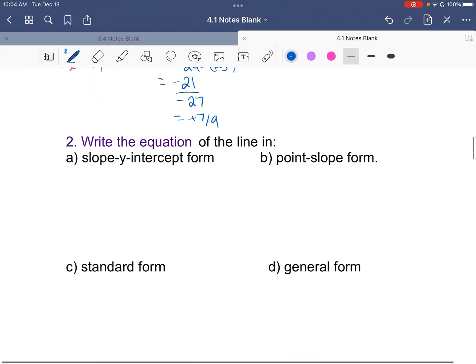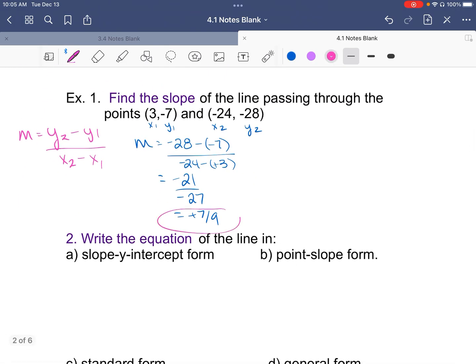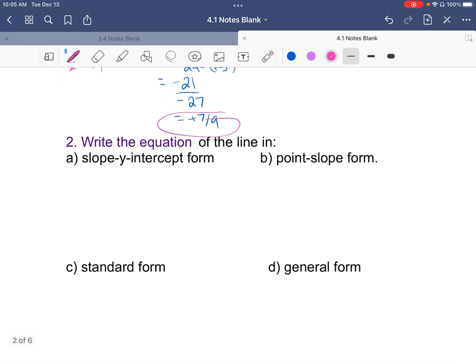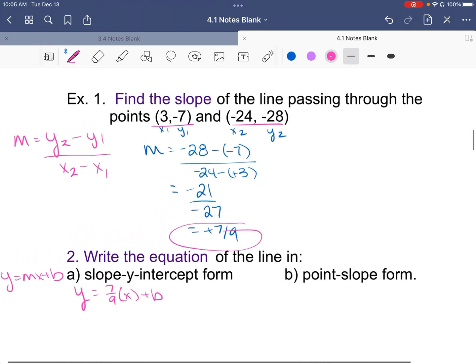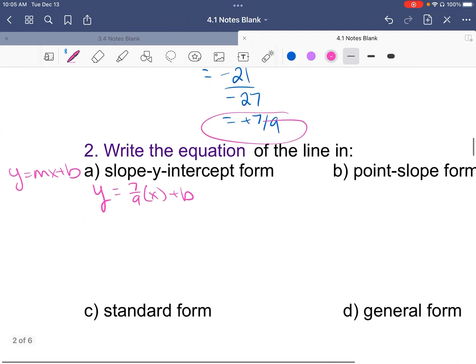Okay, so we're going to write the equation of the line in the following forms. So there's our slope, and we've got our 2 points that we could use. Slope-intercept form is y equals mx plus b. So we need to figure out what our b is. So we've got y equals 7 over 9 x plus b, picking your favorite point from up here.